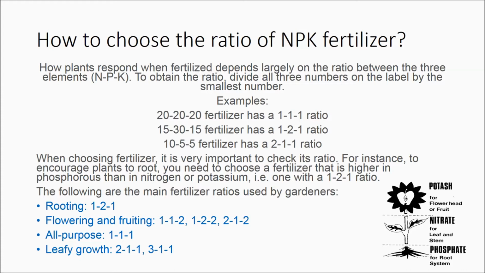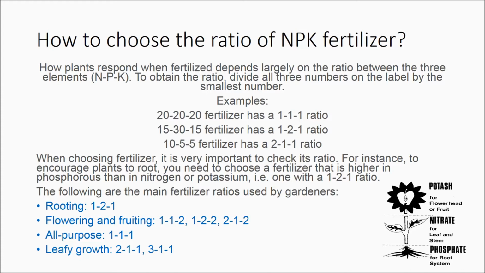How the plants respond when fertilized depends largely on the ratio between the three elements N, P, and K. To obtain the ratio, divide all the three numbers on the label by the smallest number. Say for example, your NPK fertilizer product is available in a ratio of 20 is to 20 is to 20. Here the smallest number and the only number is 20. When you divide these three numbers by 20, you get a ratio of 1 is to 1 is to 1. That means there is one component of nitrogen, one of phosphorus, and one of potassium.